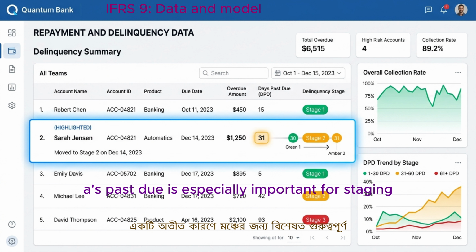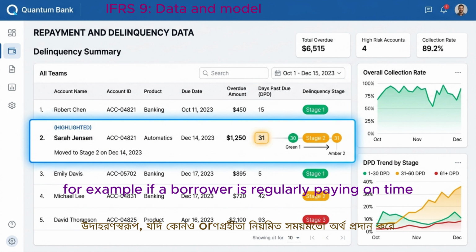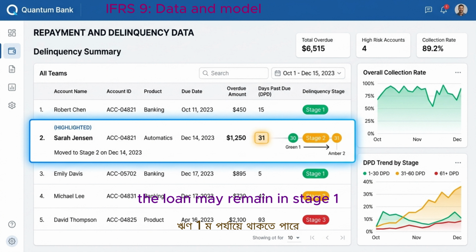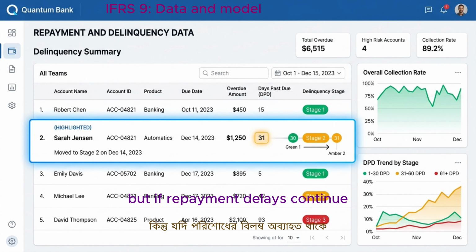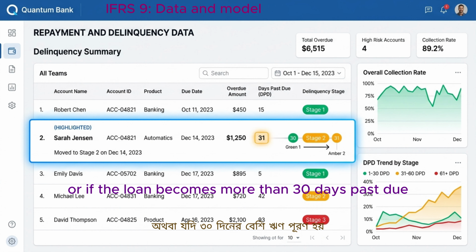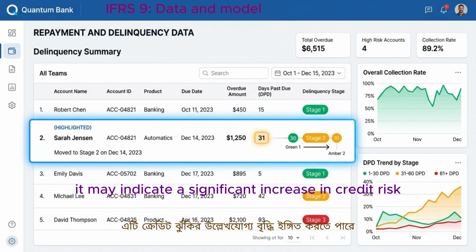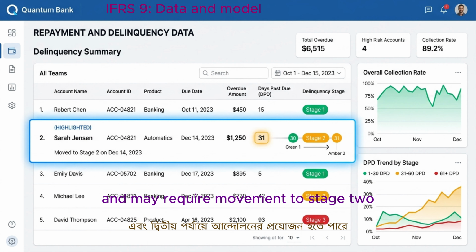Days past due is especially important for staging. For example, if a borrower is regularly paying on time, the loan may remain in Stage 1. But if repayment delays continue, or if the loan becomes more than 30 days past due, it may indicate a significant increase in credit risk and may require movement to Stage 2.